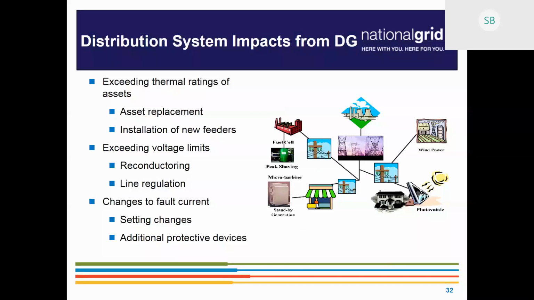If we exceed the voltage limit, sometimes reconductoring or line regulators can be used to mitigate that. And for fault current with the protective devices, sometimes it's as simple as a setting change. Sometimes we have to add devices on the system to be able to ensure the coordination.